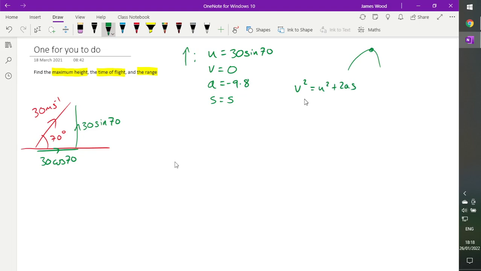So we've got 30 sine 70 squared divided by 2 divided by 9.8. Let's get S is 40.5 meters. That should be the maximum height. Now let's find the time of flight. So this is for the height.